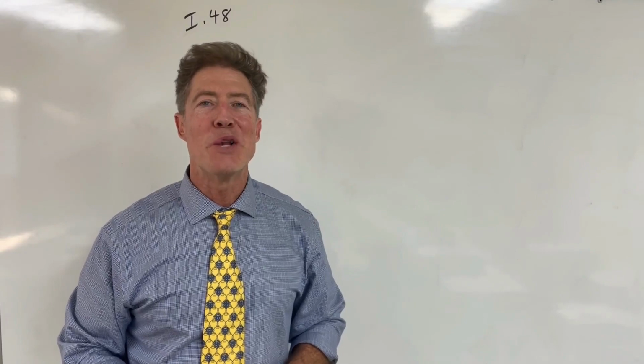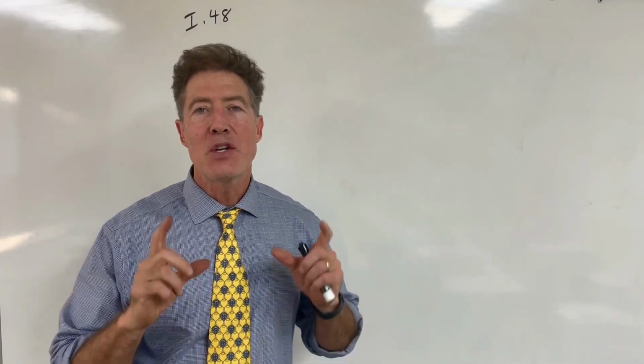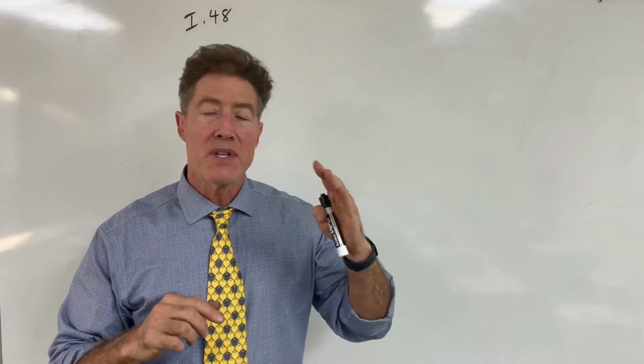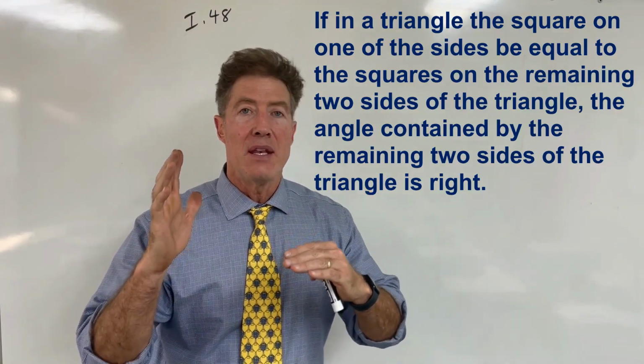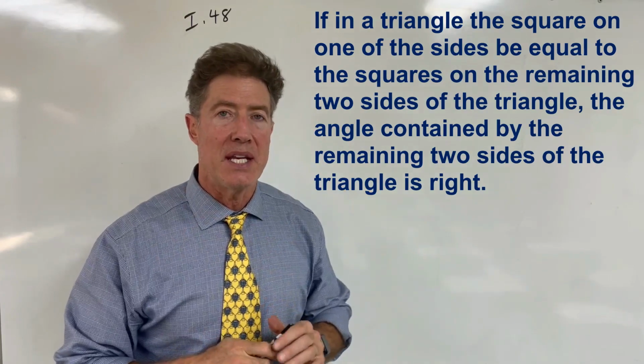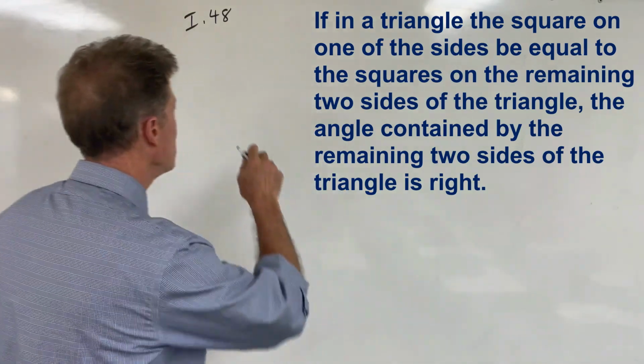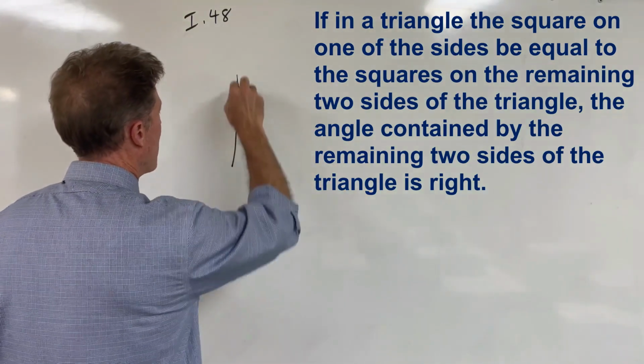Euclid's Elements, Book 1, Prop 48. If in a triangle, the square on one of the sides equals the squares on the other two sides, then the other two sides must contain a right angle. This is the converse of Prop 47, right?